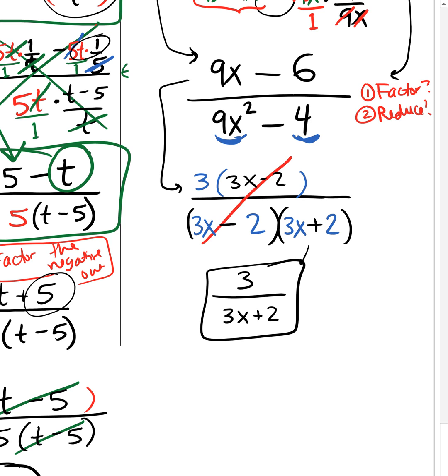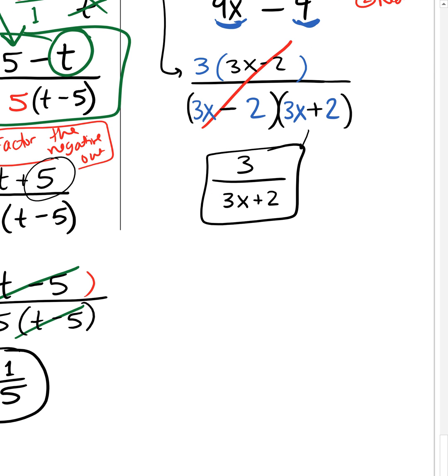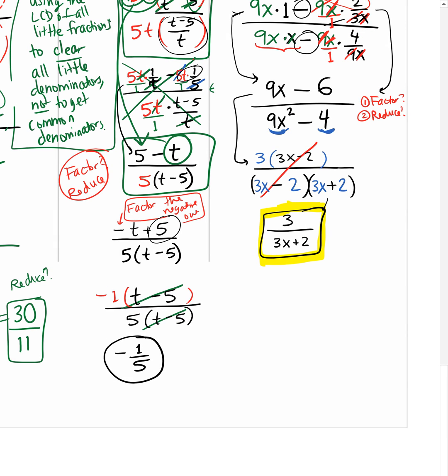And that's it. And be careful. Don't be tempted to cancel those 3's, because the 3 in the denominator is part of that entire factor, 3x plus 2. It's a package deal. You can't cancel part of it. And there it is.